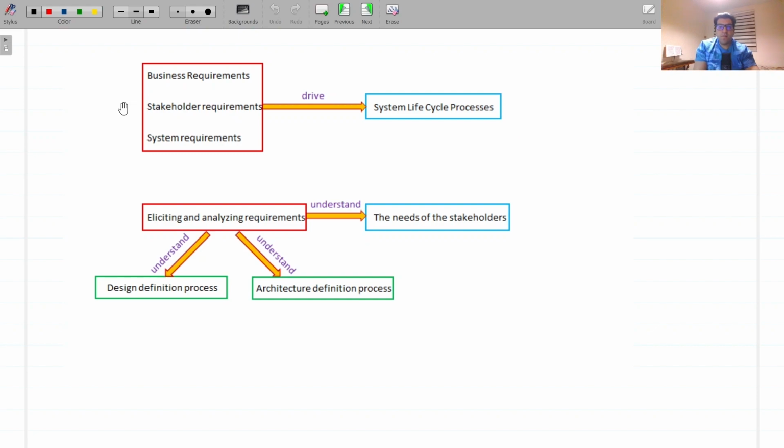Within the context of ISO/IEC/IEEE 15288, business and stakeholder requirements and system requirements are drivers for the majority of the system lifecycle processes. Depending on the system development model, stakeholder requirements capture should be conducted nominally once near the beginning of the development cycle or as a continuous activity. Regardless, the reason for eliciting and analyzing requirements is the same: understand the needs of the stakeholders well enough to support the architecture definition and design definition processes.